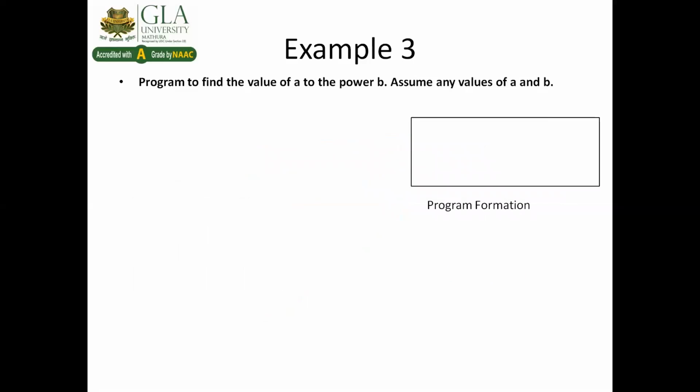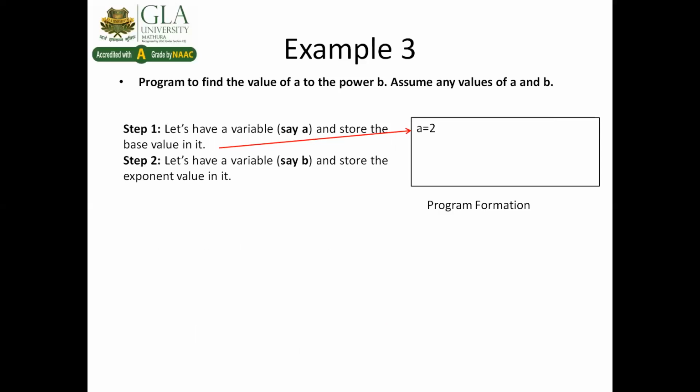Let us now go for the third example. The third example says that you have to find the value of a to the power b, and the a and b values are to be assumed by you. So let us say we are taking a variable a and storing the base value in it. Let us say the value of a is taken as 2, so we write a equal to 2 in our program. Similarly, we take a variable b to store the exponent value. Let us say I'm writing b equal to 31. So I need to find out 2 to the power 31.